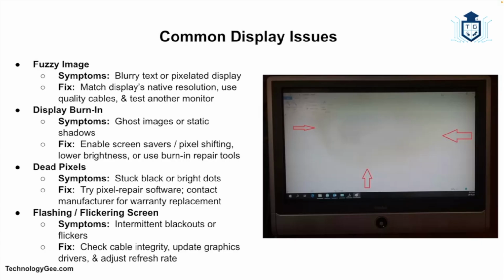And how you go about troubleshooting this is you want to inspect the display. Inspect the screen closely to confirm the number of dead pixels, because sometimes they might look like dust or dirt. So make sure you rule that out first. You want to use some type of pixel repair software.